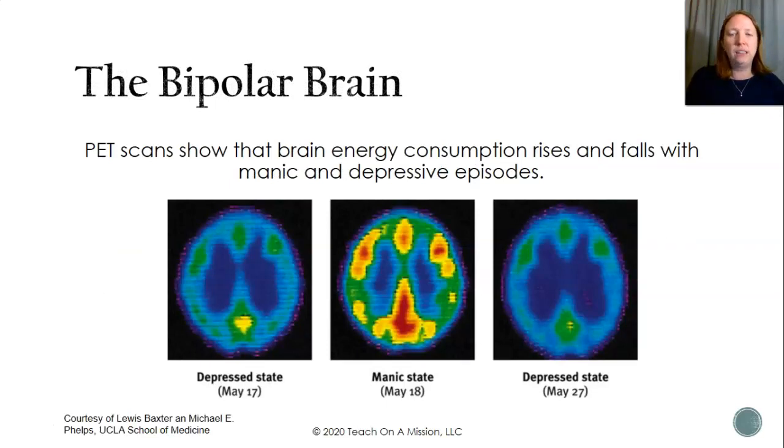Looking at some scans of someone with bipolar disorder, PET scans show that brain energy consumption rises and falls with the manic and depressive episodes. So you can clearly see that the brain does work differently in someone experiencing a depression and manic state. So those wild changes in the brain are likely related to the development of bipolar disorder.